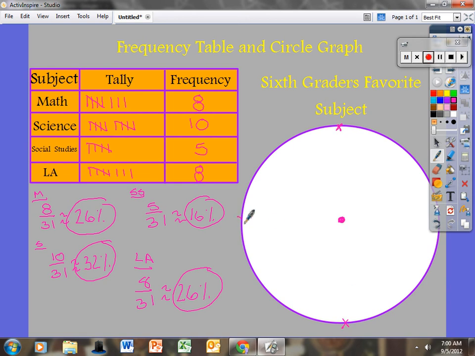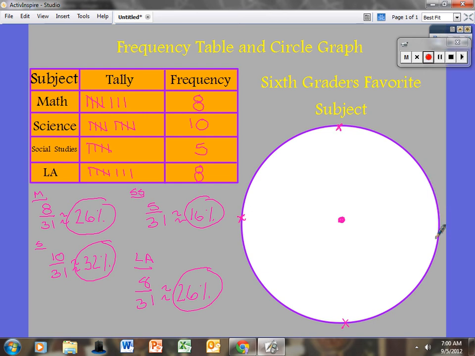If I put an X here and an X, let me move this up, over here, we have now broken it into 4 parts, or fourths, or quarters, so each one of these quadrants or sections would be 25%. Now I don't have anything receiving 25%, but I do have 2 of them, math and language arts, being very close to 25%.